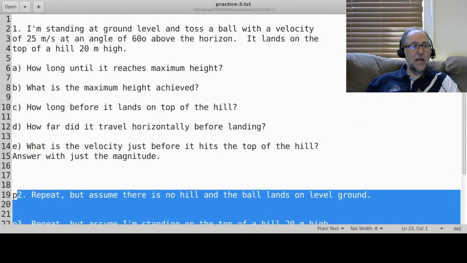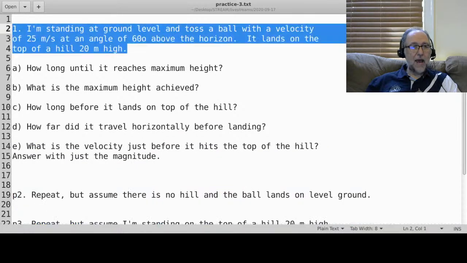Okay, so let's begin. So the first problem I have is I'm standing at ground level and I throw a ball with an initial velocity of 25 meters per second. That's not too fast. That's easy to do, 25 meters per second, at 60 degrees above the horizon. And what that 60 degrees above the horizon means, I'll show you that in a minute. And it lands at the top of a hill, which is 20 meters high.